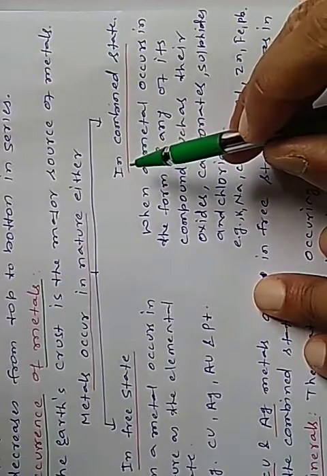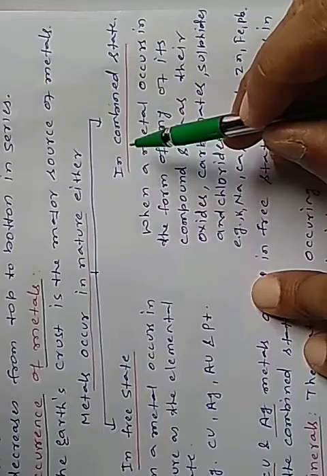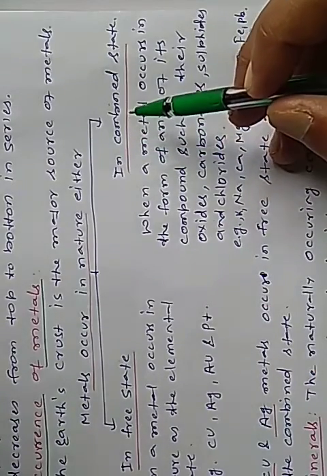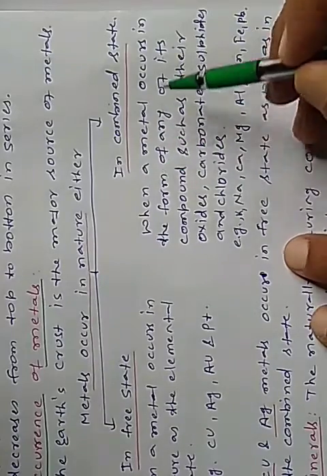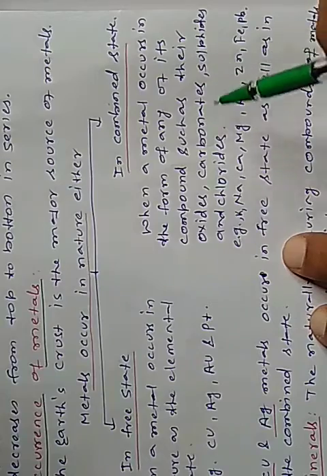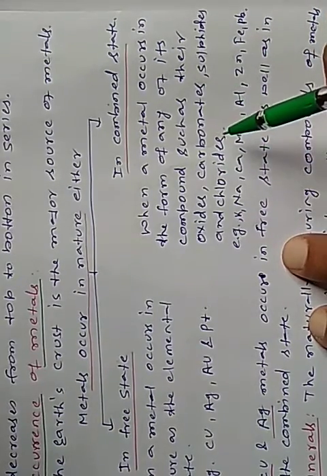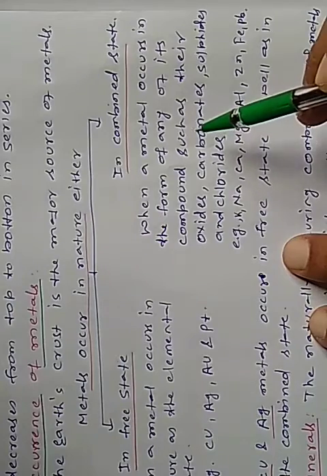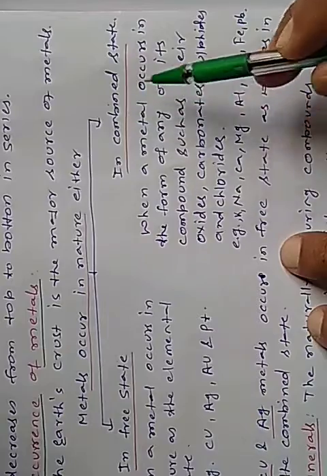Now, second, some metals occur in nature in the combined state. When a metal occurs in the form of any of its compounds, such as its oxide, carbonate, sulfide, and chloride, that metal occurs in nature in the combined state.